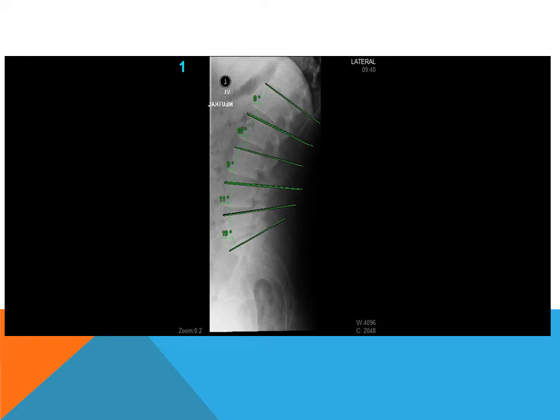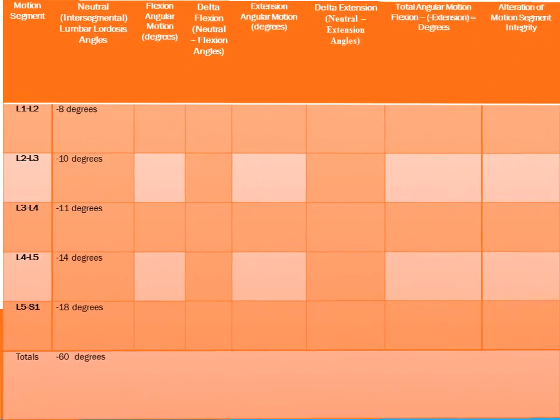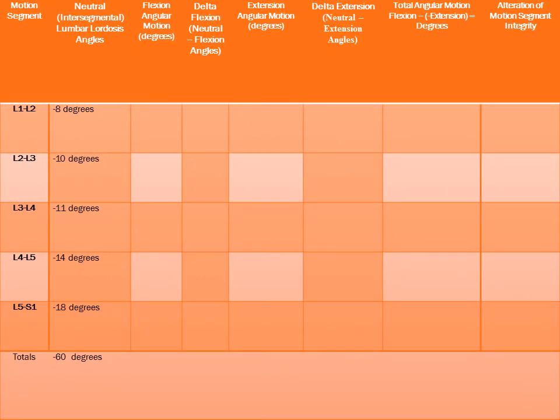I've next measured the intersegmental angle from L2 to L3. That angle measures -10 degrees. From L3 to L4 measures -9 degrees. From L4 to L5 measures -11 degrees. And from L5 to S1 measures -19 degrees. You then take those figures and you input them in your table.